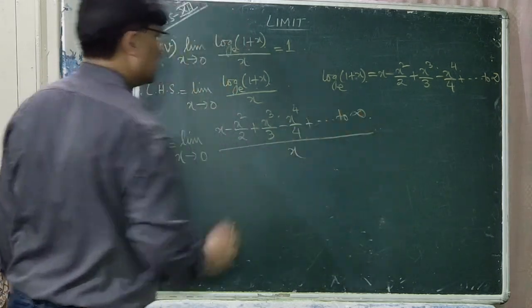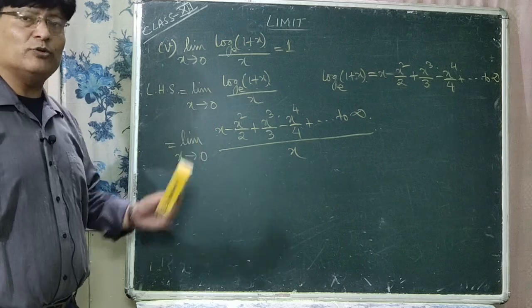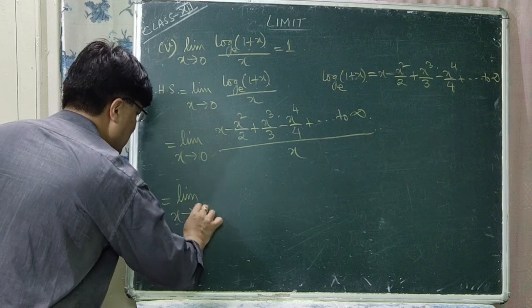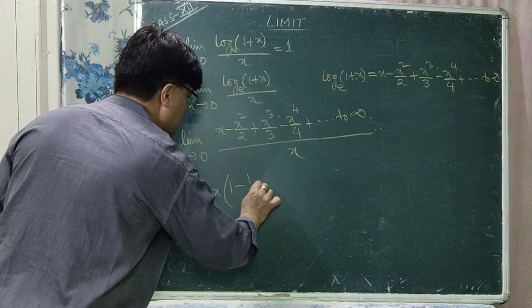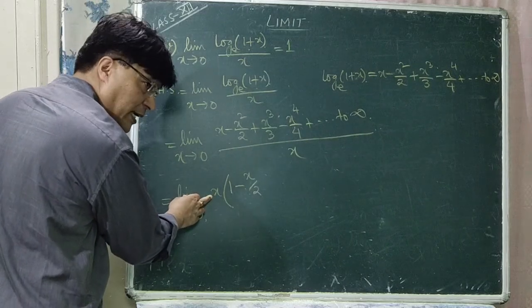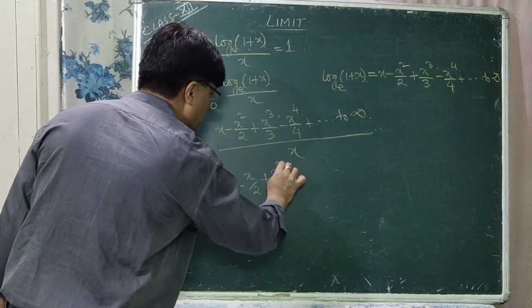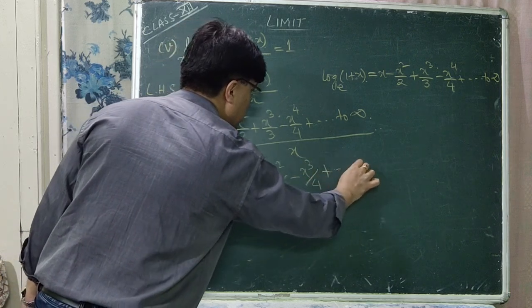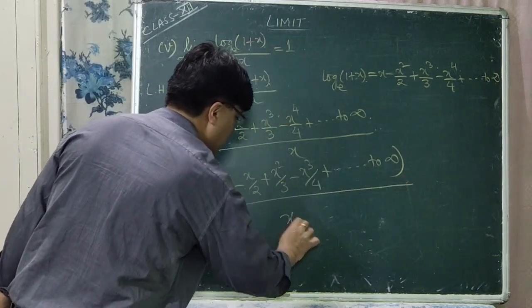Whole divided by x is there. Okay, now in this case, in the numerator you can take x as common, so it is equal to limit x tends to 0. Here x is common, within bracket what do we get? 1 minus x by 2 plus x square by 3 minus x cube by 4 plus dot dot dot, it goes up to infinity. So whole divided by x.